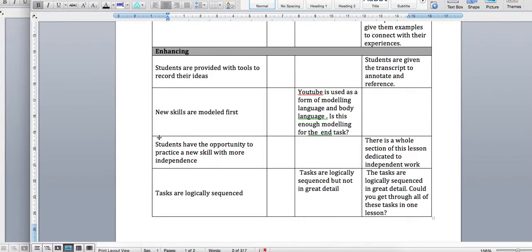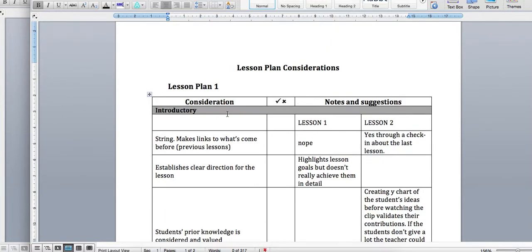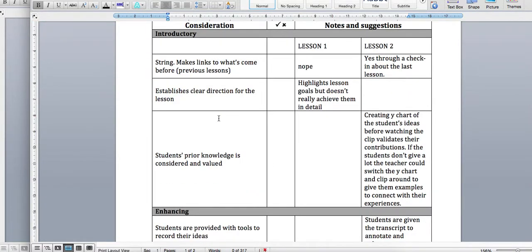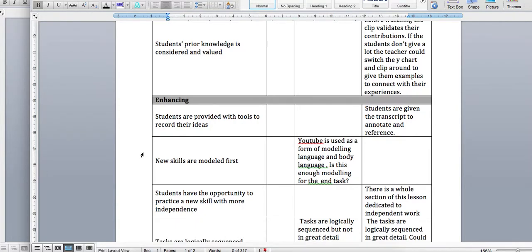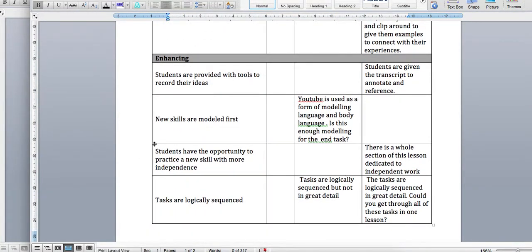Okay, during the enhancing phase of the lesson, so across the middle part, now that we've talked about what's come before, what we're doing this lesson, and checking what we already know, we move into the body of the lesson. So students are provided with the tools to record their ideas. So is there some way that students are facilitated to write down or represent in some way what they're learning?